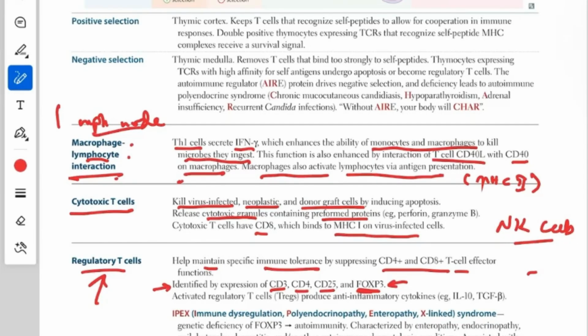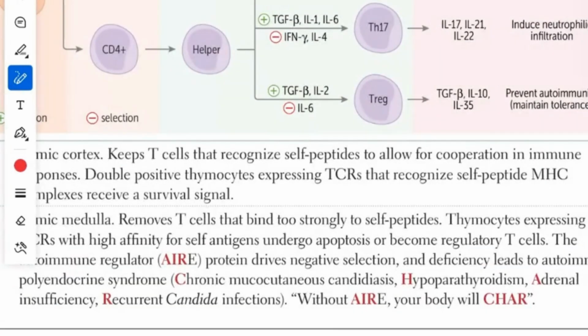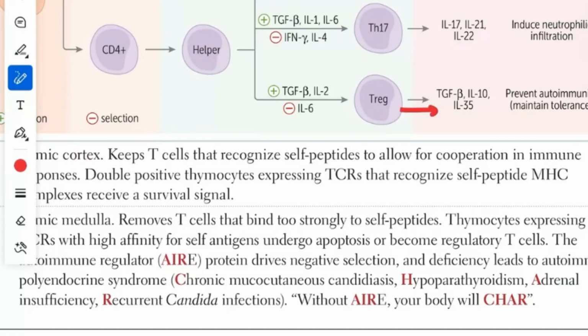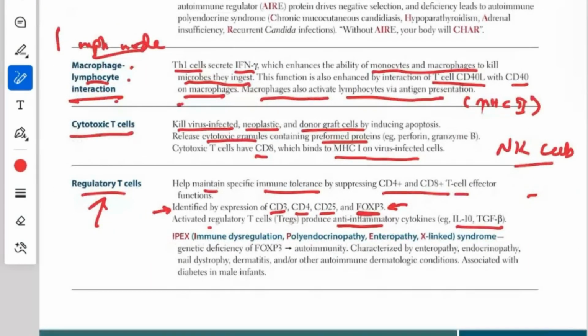All right. So the regulatory T cell produces anti-inflammatory cytokines, like we talked about. Very important that you know this, because you get tested on this. Transforming growth factor beta and interleukin 10 are examples of anti-inflammatory cytokines, because they will suppress the action of the other immune cells like CD4 and CD8 T cells.